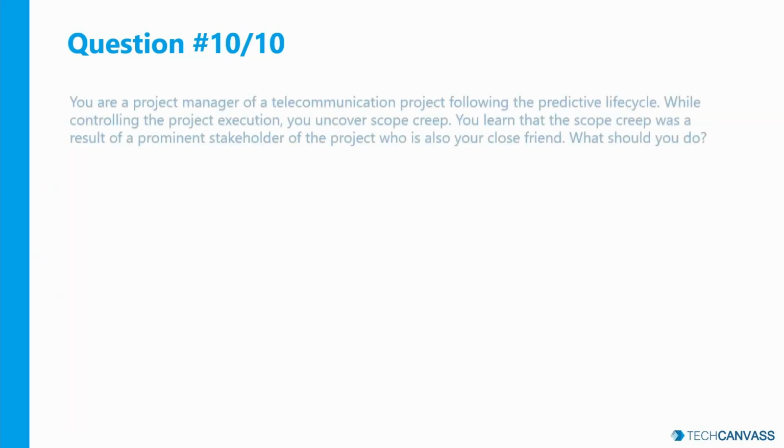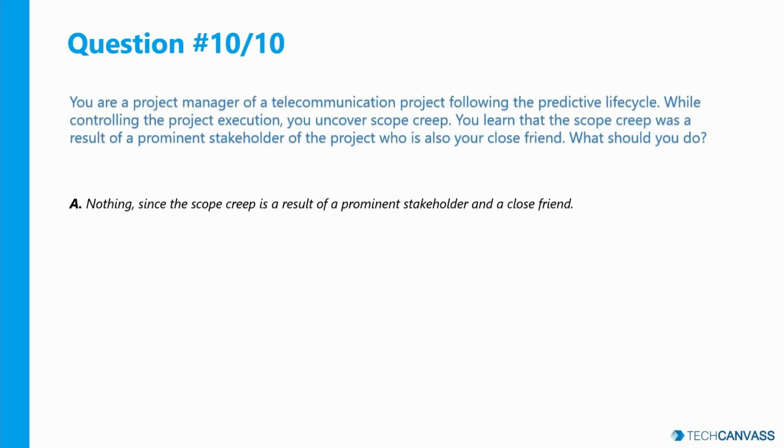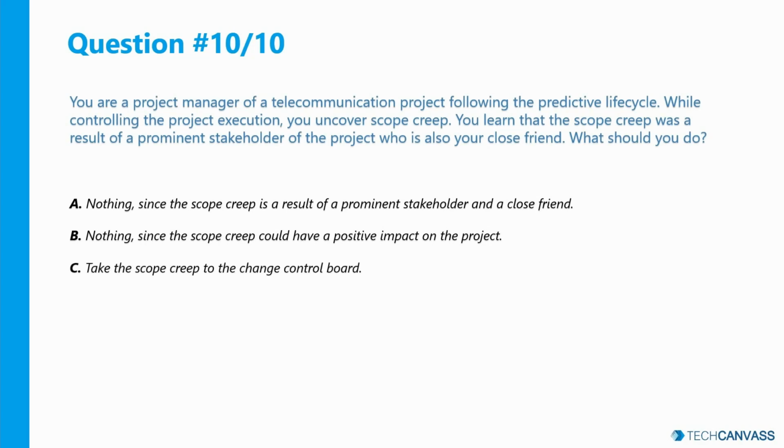Now question number 10. You are the project manager of a telecommunication project following the predictive life cycle. While controlling the project execution, you uncover scope creep. You learn that the scope creep was as a result of prominent stakeholder of the project who is also your close friend. What should you do? Nothing, since the scope creep is a result of a prominent stakeholder and a close friend. Nothing, since the scope creep could have a positive impact on the project. Take the scope creep to the change control board. Reverse the scope changes since you didn't approve them.